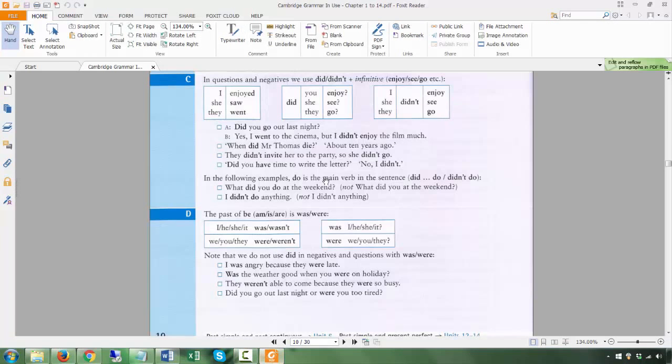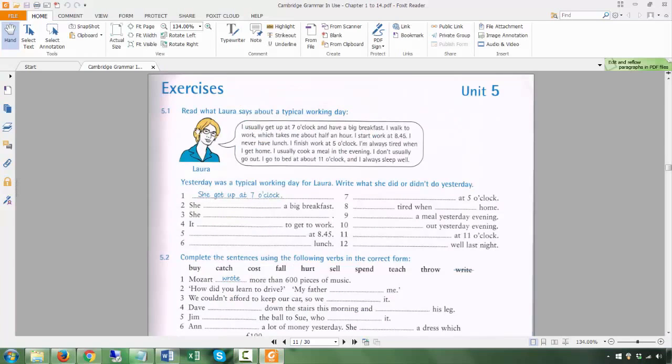So 5.1, go through this. It's based on this typical day. That's why this person uses the present simple tense. All this is in the present simple tense because it's typical. I wake up at 7. After that, I have my breakfast. Blah blah blah. But right now, yesterday was a typical day.